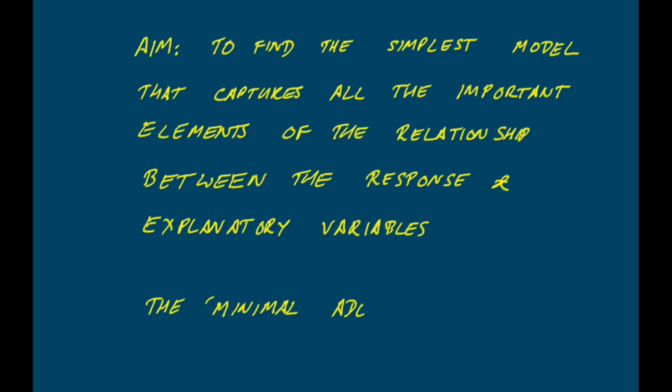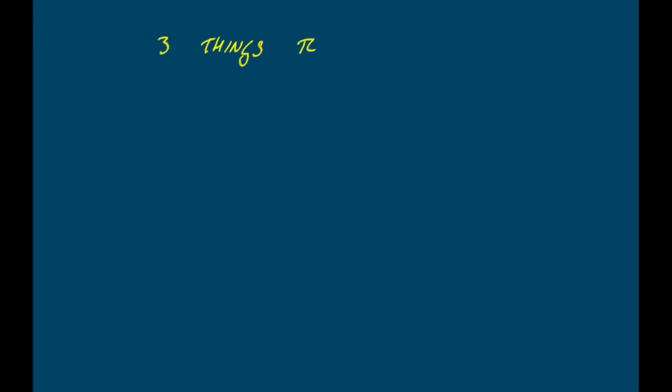You'll sometimes see the kind of model that we're aiming to produce called a minimal adequate model. It is adequate to describe the patterns in the response variable, but it's the minimal model that is adequate to do that. When we're trying to generate a minimal adequate model, we need to bear three things in mind when we're constructing the sort of candidate models that we might be looking at.